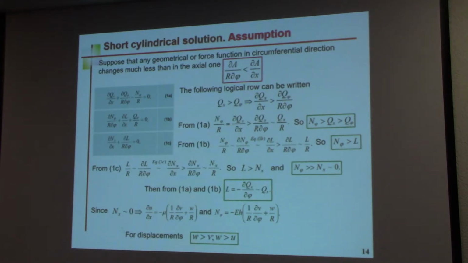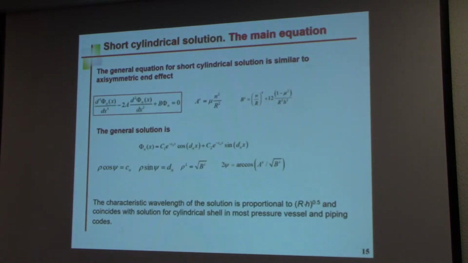The short one is with the assumption that any geometrical or force function in the circumferential direction changes much less than in the axial direction. This is the main assumption. Applying this assumption, we can arrange our forces and displacements, and we can neglect some of the components. As a result, we get an easily solved equation of fourth order.